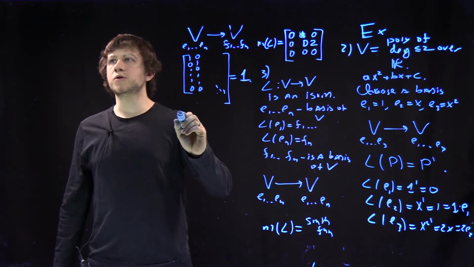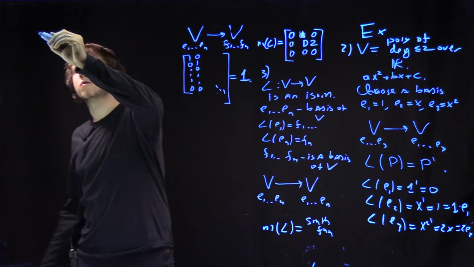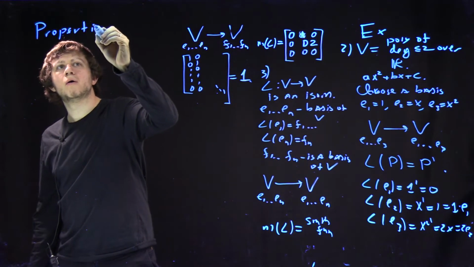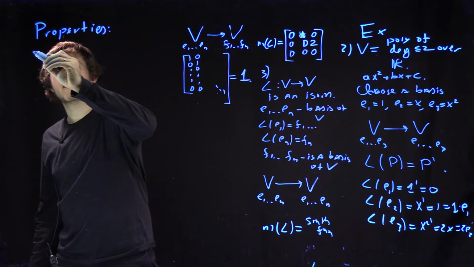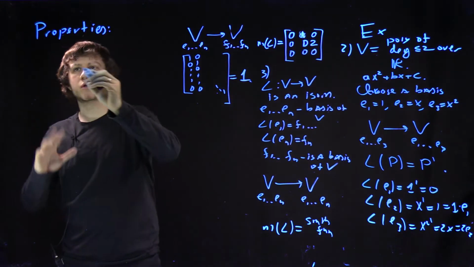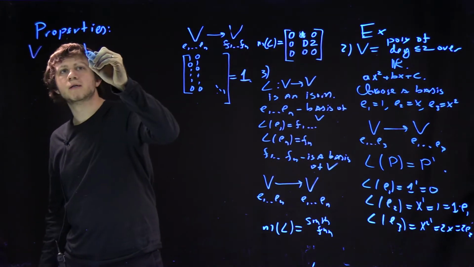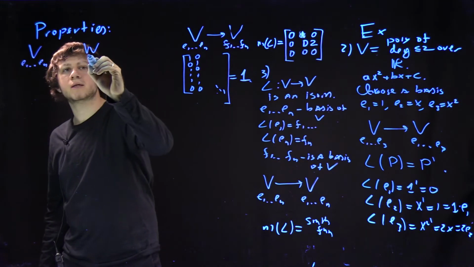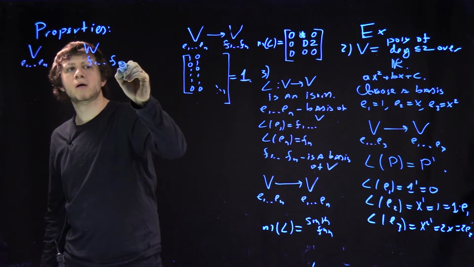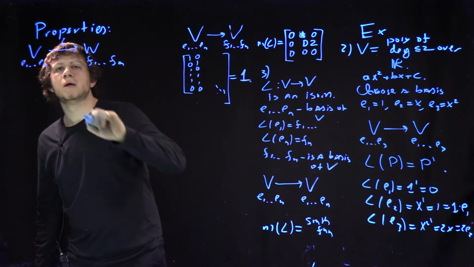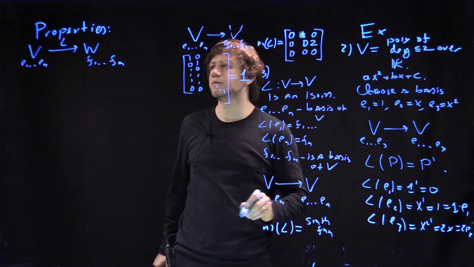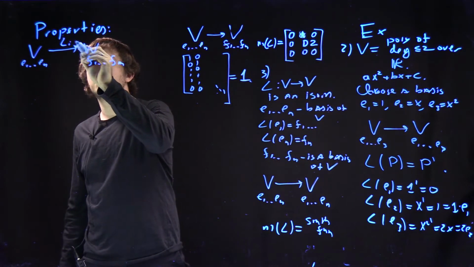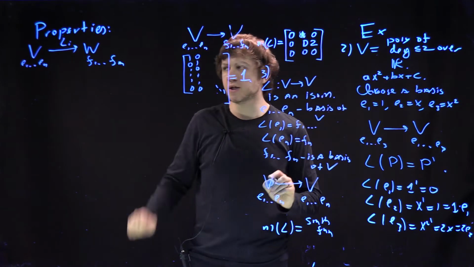Okay, so now I want to talk about various properties of this correspondence. Let me remind you, we have V and W, and V has basis E1 up to En, and W has basis F1 up to Fm, and we have a linear map L. And then the question is, okay, what properties does it have? Or maybe like L1, L2, and so on. And it has many interesting properties.